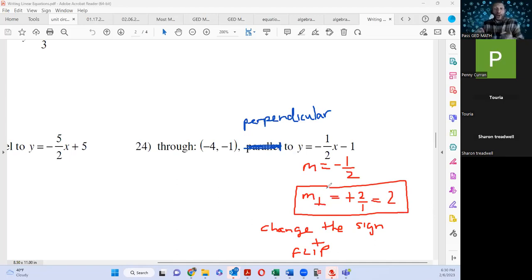So the first thing we're going to do is look at our multiple choice and see if there's one equation that starts with y = 2x. Because you may not have to figure out what the y-intercept is. Once you know the slope of the perpendicular, look at your multiple choice. It's probably only one equation that starts with y = 2x. You might not even have to find the y-intercept.